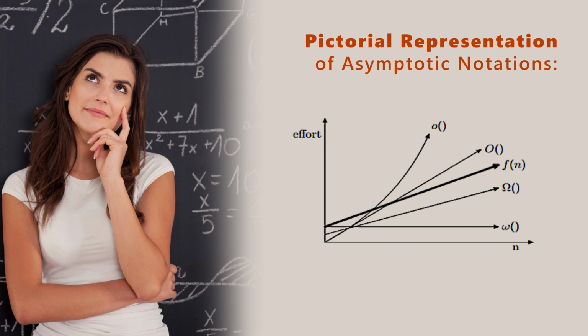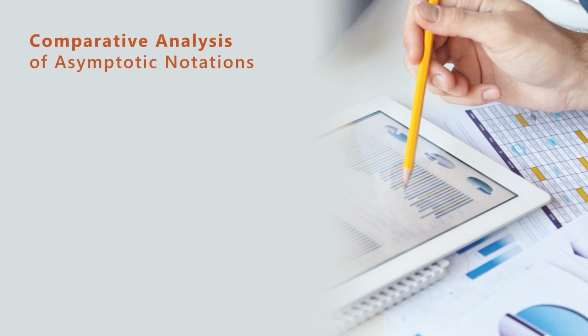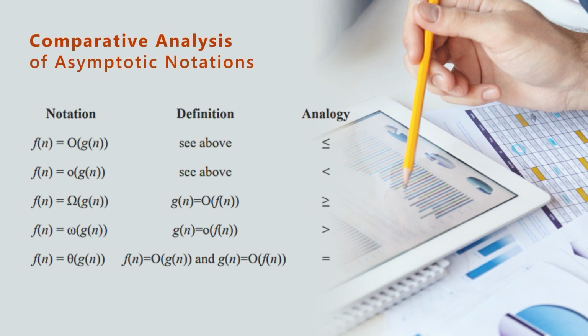Small o notation is a loose bound, and it holds only for less than. Big O notation holds for less than or equal to. You can see the omega notation and the small omega notation: small omega notation is the loose bound and omega notation is the tight bound. So, you can see the value of n and the effect of this asymptotic notation inclination. Now, for the comparative analysis of asymptotic notations, what will the value be?